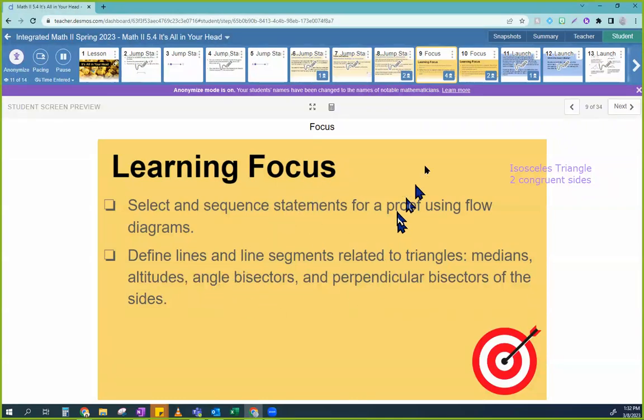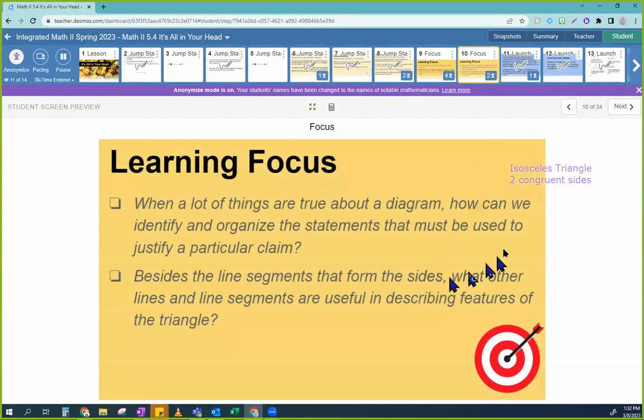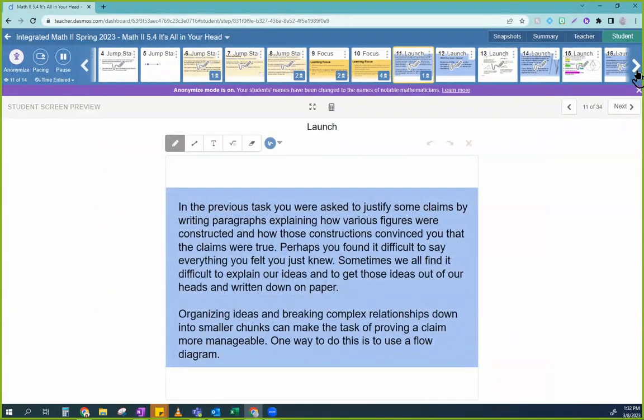So don't worry about these words right now. We'll go over them as you all get there. Okay. It says, when a lot of things are true about a diagram, how can we identify and organize the statements that must be used to justify a particular claim? And besides the line segments that form the sides, what other lines and line segments are useful in describing features of the triangle? So we're going to go through this and make sure that you all are comfortable with all of this.